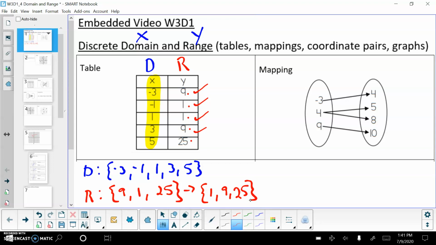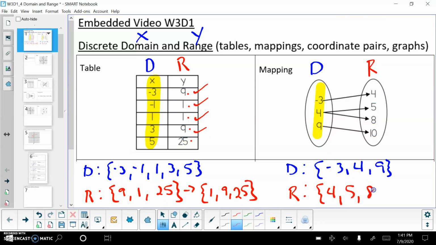Okay, so the same thing happens with our mappings. I come over here, I'm going to highlight this. The ones that I'm highlighting are always going to be my domain because it's always domain first and then range. So then my domain answers are 3, 4, and 9. And my range values would be the other side: 4, 5, 8, and 10. And you might have called these inputs and outputs. Inputs are the same as the domain, outputs are the same as the range.